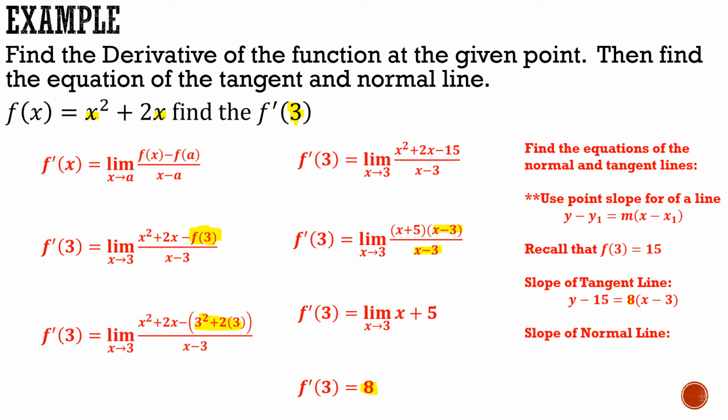Now to find the slope of my normal line, I'm going to take that same equation I found for my tangent line, except for that 8, the slope of the tangent line, I'm going to change to be the negative reciprocal. So for my normal line, I'm going to have y minus 15 equals negative 1/8 times x minus 3.